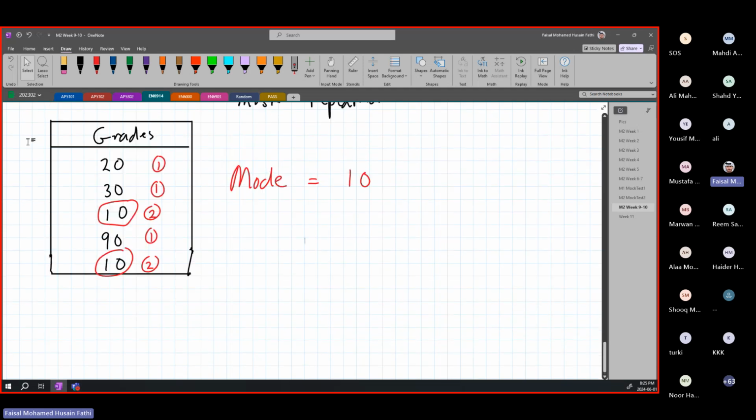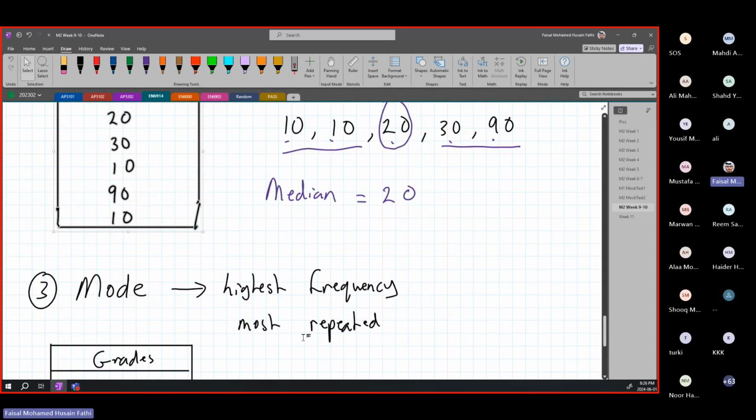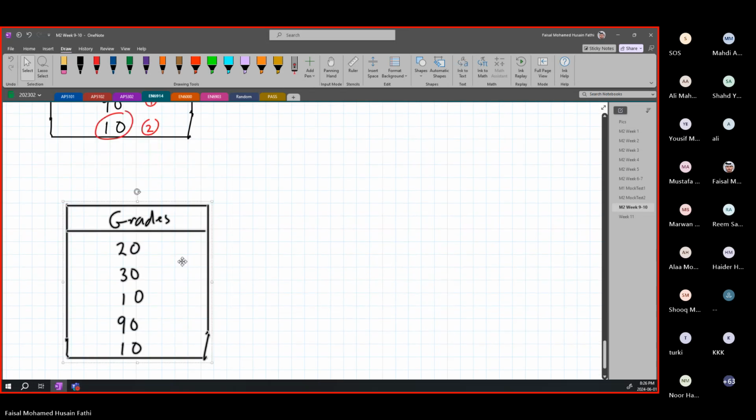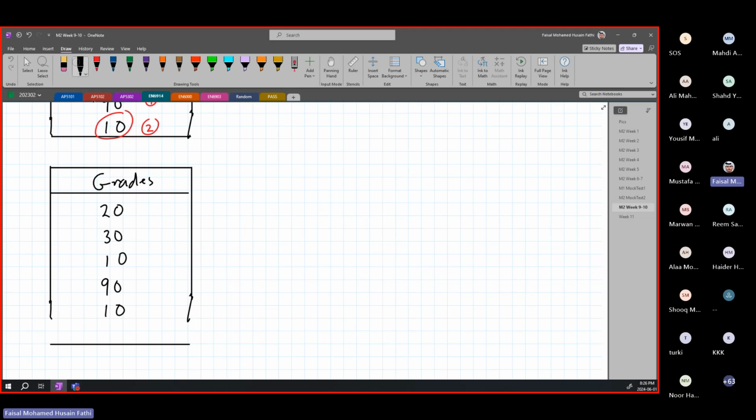But let's say, what if I give you another example like this? And we had another extra grade added to it. That was also 90. So another student got 90. So in this case, we have two modes, or sometimes it's called bimodal.